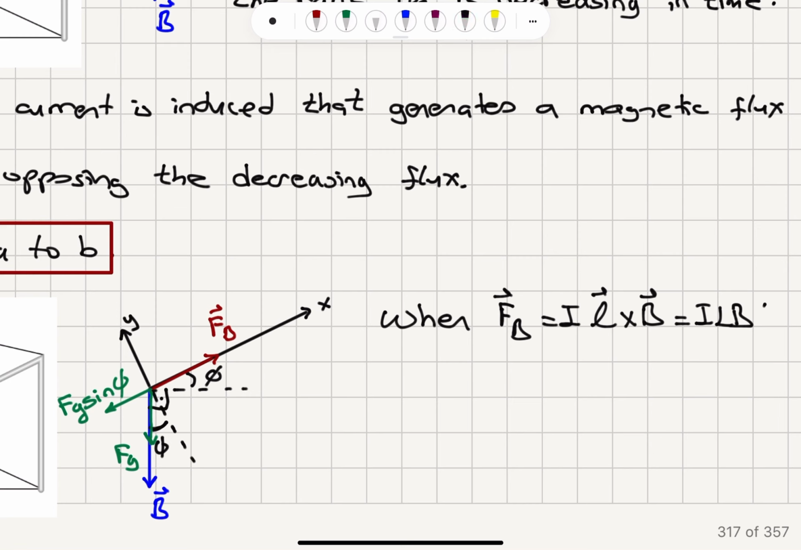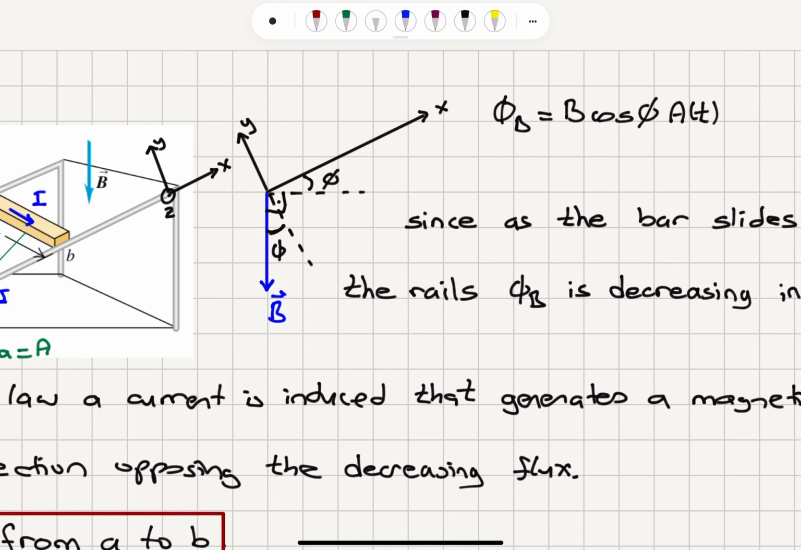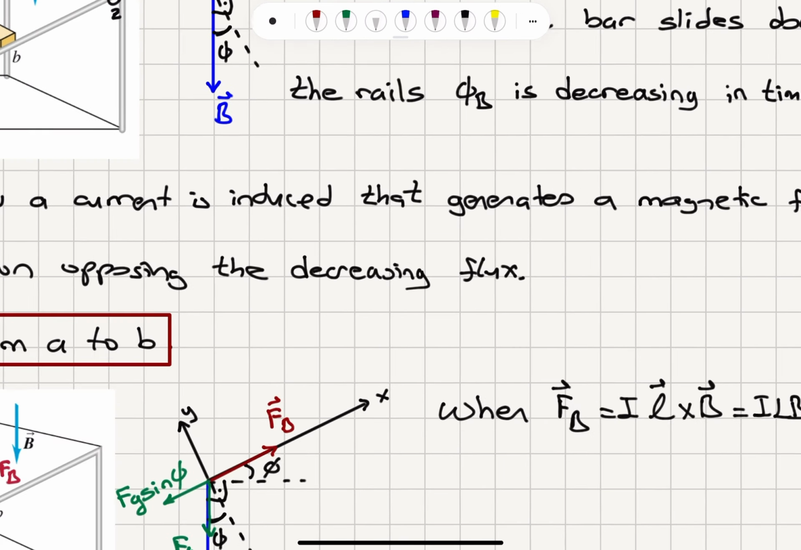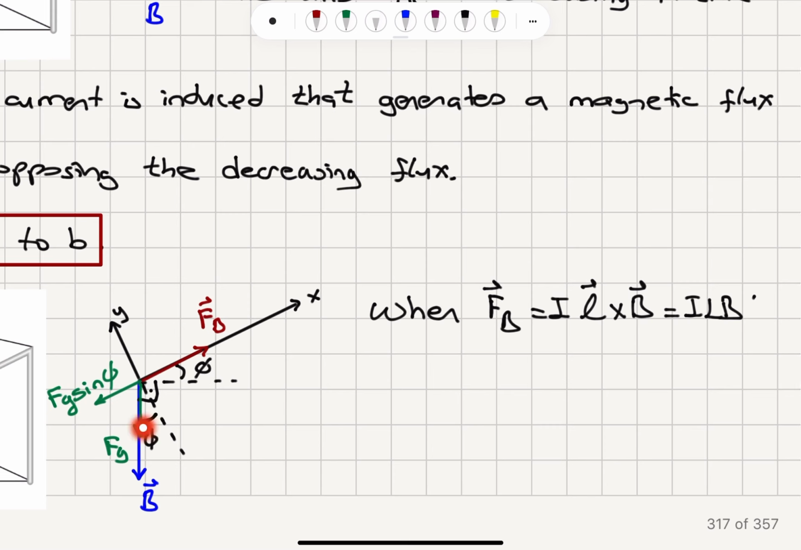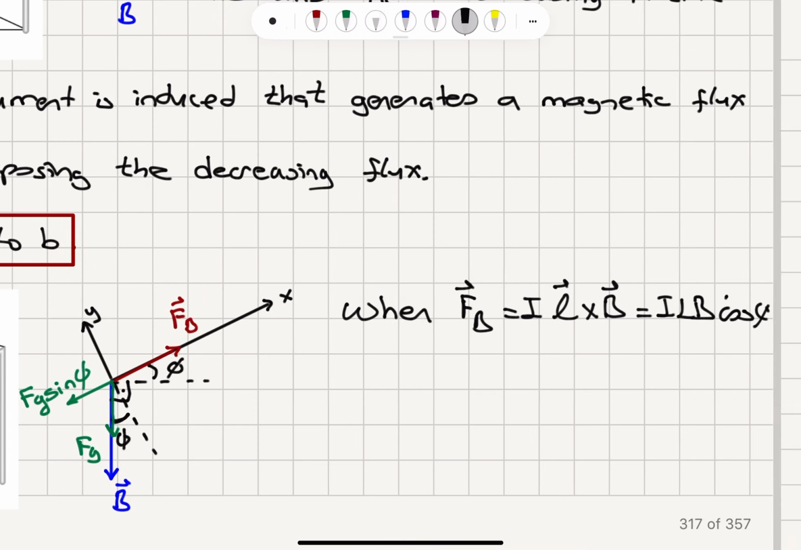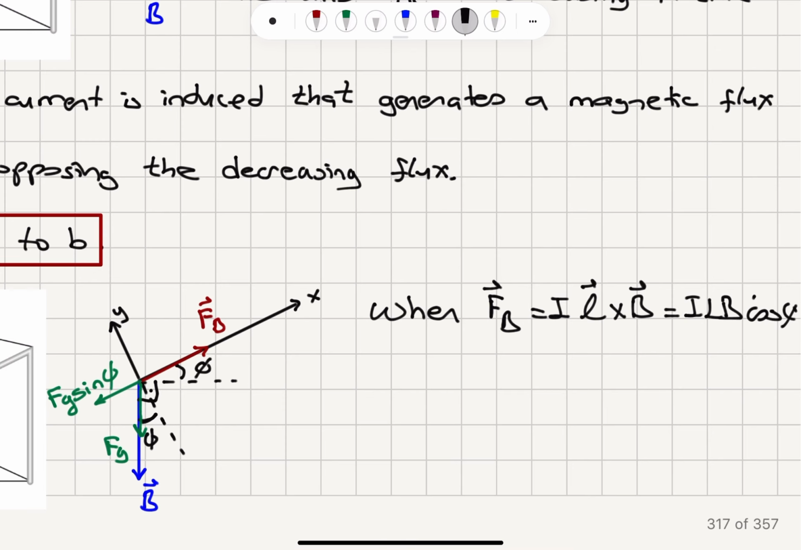If I need to find the perpendicular component with respect to the L vector, that means I need to consider B cosine phi. So B cosine phi is going to be pointing in this direction. The L vector is in the plus k hat direction. So it's going to be I L B cosine phi. That's the magnitude of this magnetic force.